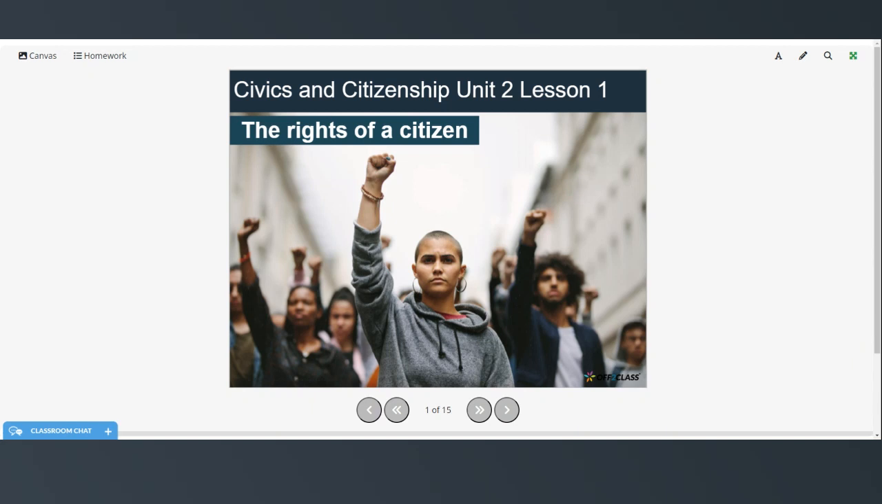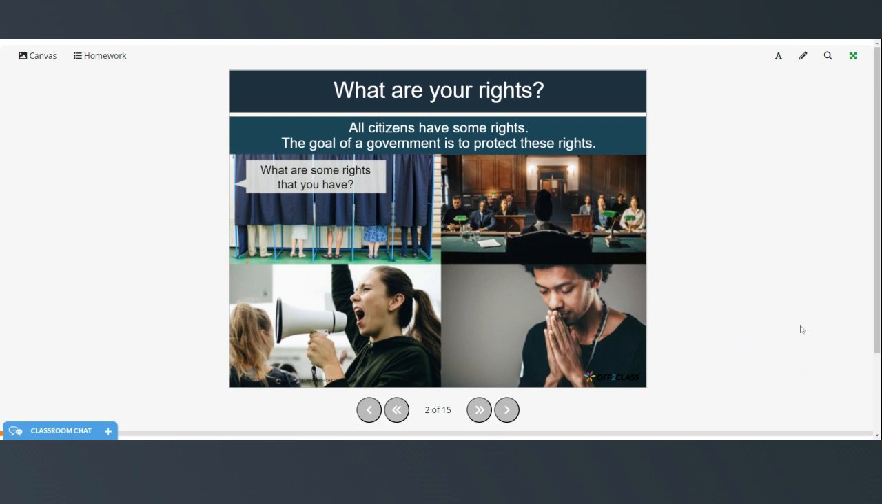Welcome to today's video. This is a B1 level Civics and Citizenship lesson, and today we're going to talk about the rights of a citizen. So all citizens have some rights, and the goal of a government is to protect these rights. Here are some pictures that kind of illustrate some of the rights that people have.